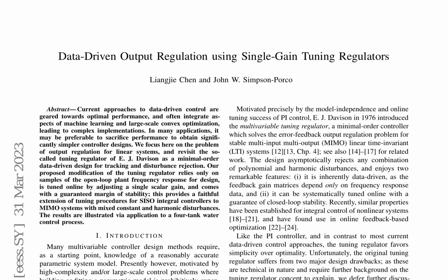This section of the research paper delves into the issue of error feedback output regulation for a stable but unknown system, focusing on the multivariable tuning regulator proposed by E.J. Davison. The paper commences with an introduction to the finite-dimensional causal LTI plant and its associated exosystem, which generates exogenous input signals that need to be rejected or tracked.